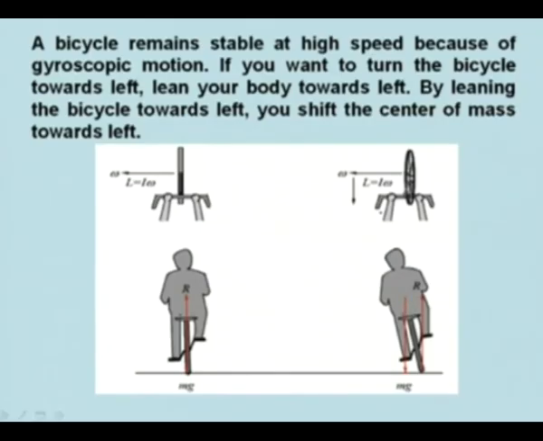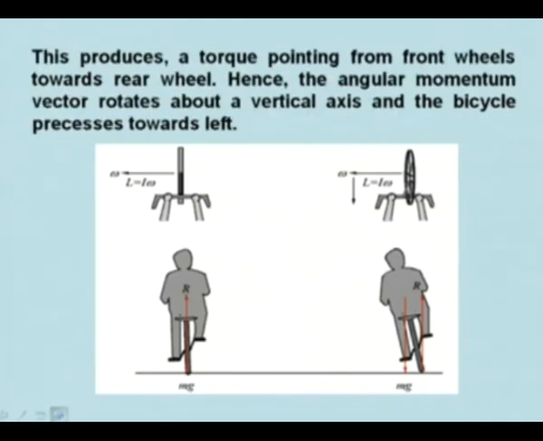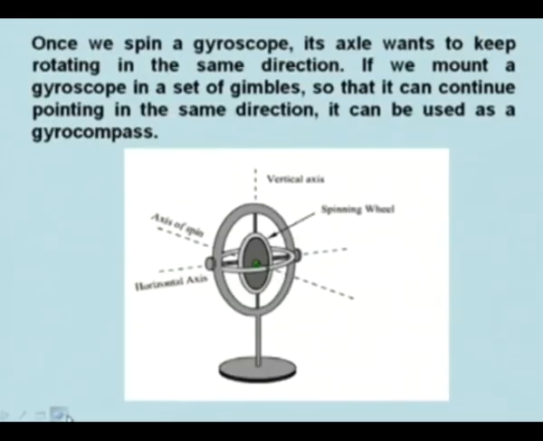So therefore you get L is equal to I omega. The angular momentum also changes, and therefore you start precession. This produces a torque pointing from the front wheel towards the rear wheel. Hence the angular momentum vector rotates about a vertical axis, and the bicycle precesses towards the left. So this is due to the gyroscopic effect.